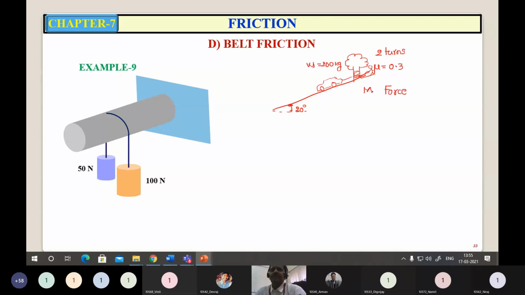Minimum force required by the man to keep the car in equilibrium. Sir, surface is frictionless? Yes, if the surface between the car and this plane is frictionless, you can assume, because here the coefficient of friction is not given. That means you have to neglect the friction.